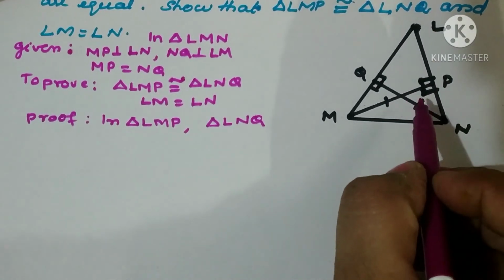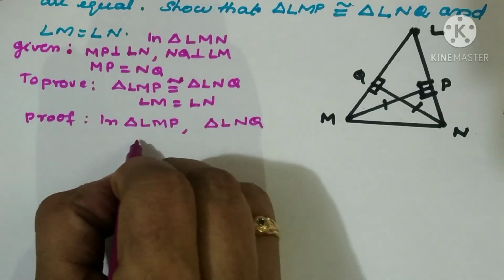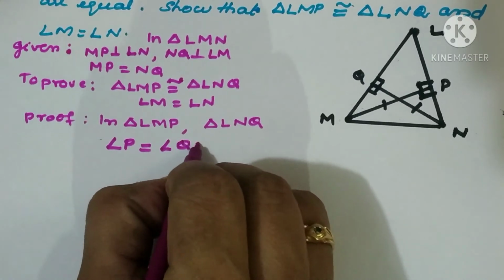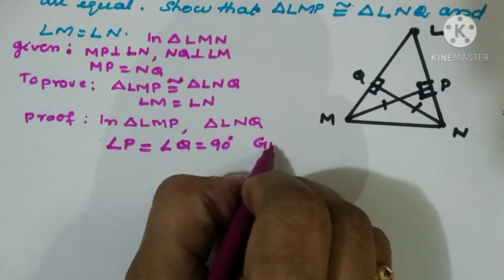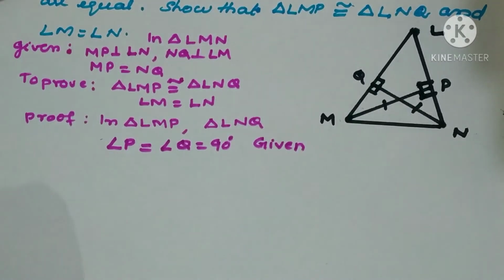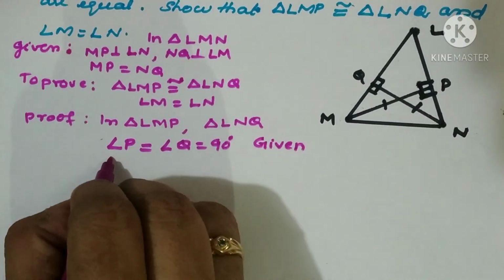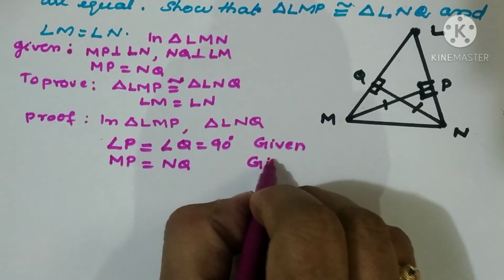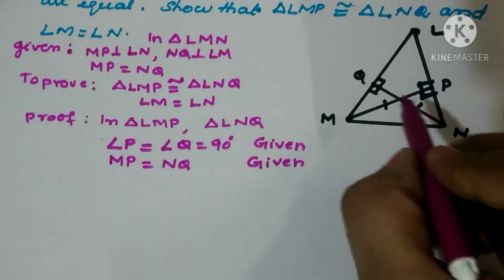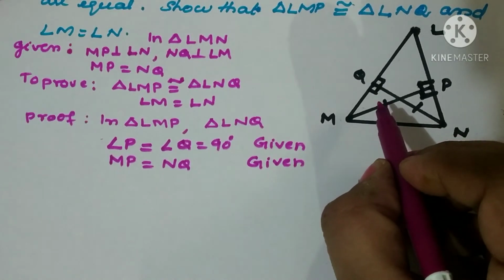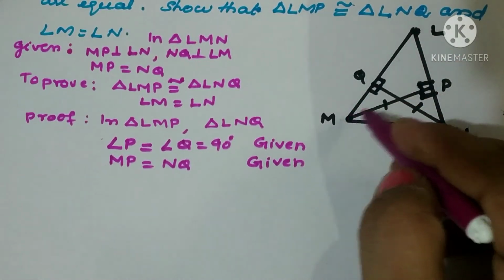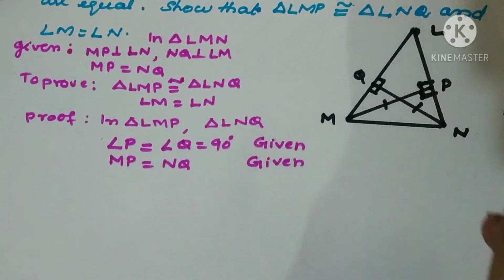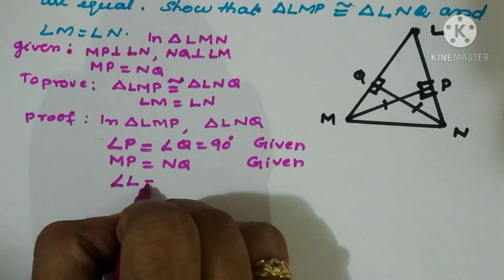Already what is given in that one, we will write: in LMP, angle P is 90. So angle P equal to angle Q in LNQ, given. Next, MP equal to NQ, again given. Now see, angle P we have taken, MP we have taken. Which is the triangle mentioned here? LMP. In this, MP as a side we have taken, P is the angle we have taken. Now angle L is coming common. Angle L equal to angle L.